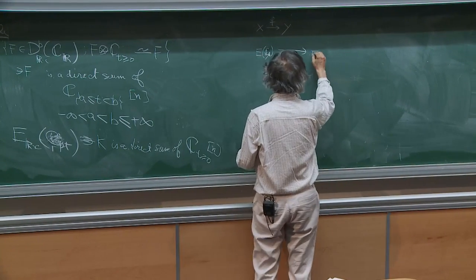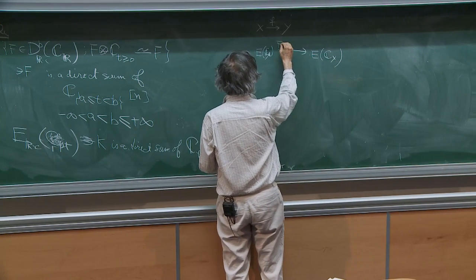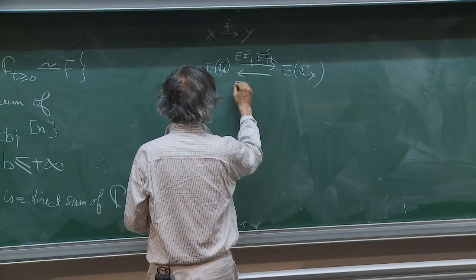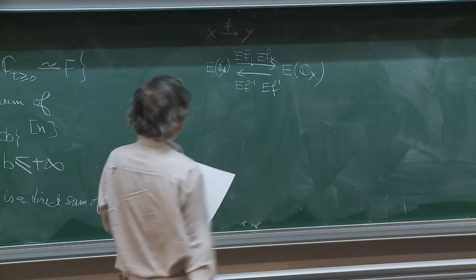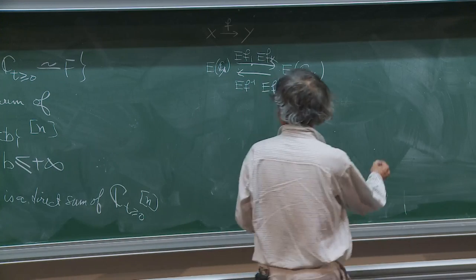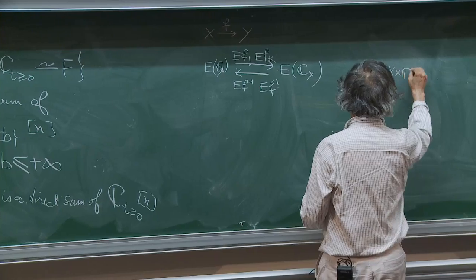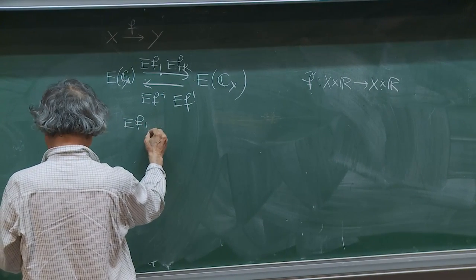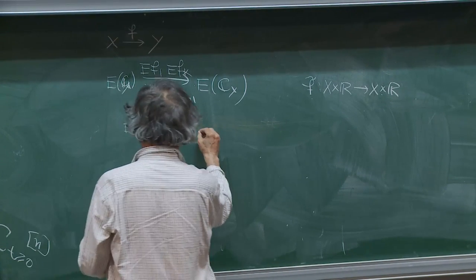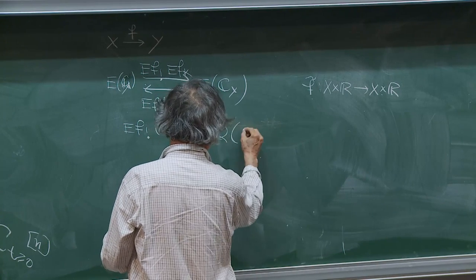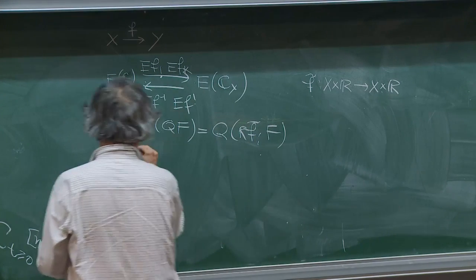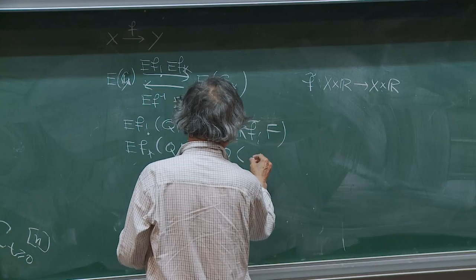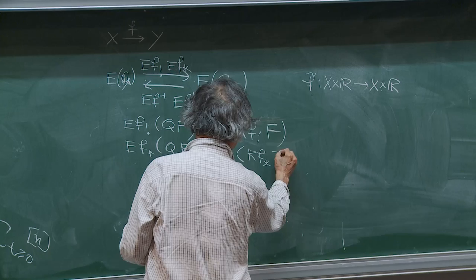So then you have the usual operations of direct images and inverse images. So that is rather easy. So you consider X cross R to X cross R. And for example, E f direct image of Q F is Q of tilde F, and E f star Q F is Q of R f star F, and so on.